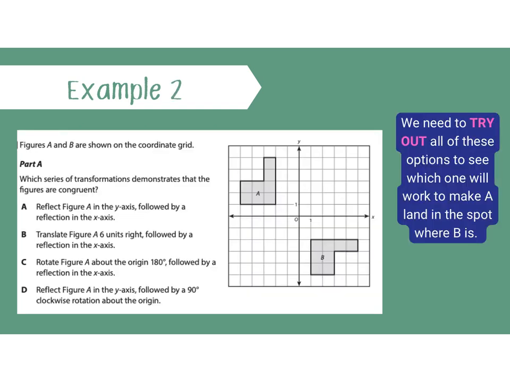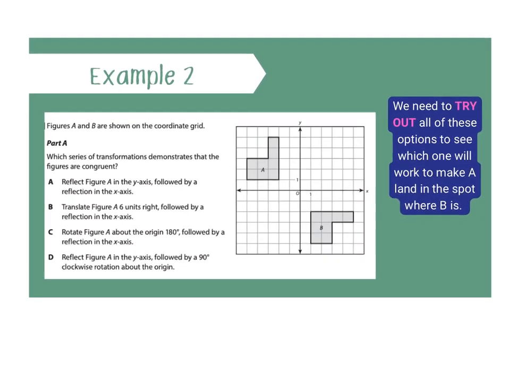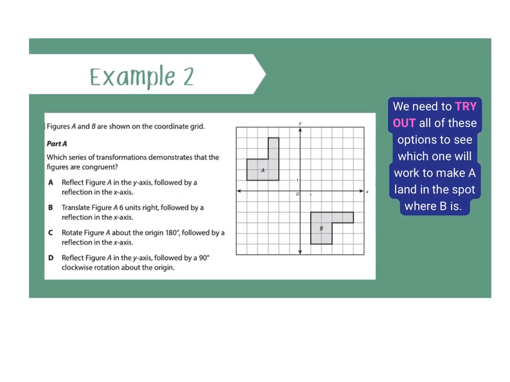Let's look at another one. Sometimes they give you an example already done and they ask you some questions about it. So in a case like this, we need to try out all the options to see which one will make A go to B. So you've got to actually go through them all. Reflect figure A on the y-axis and then followed by the x-axis.